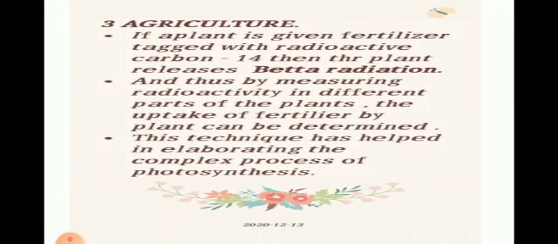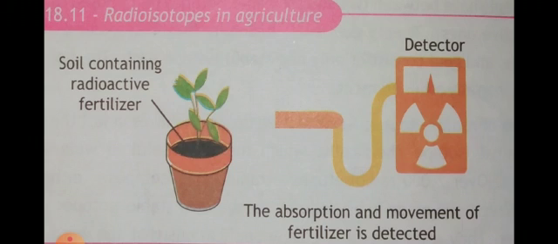The third one is agriculture. If a plant is given fertilizer tagged with radioactive carbon 14, then the plant releases beta radiation. And thus, by measuring radioactivity in different parts of the plant, the uptake of fertilizer by the plant can be determined, as you see in the figure. This technique has helped in elaborating the complex process of photosynthesis as well.